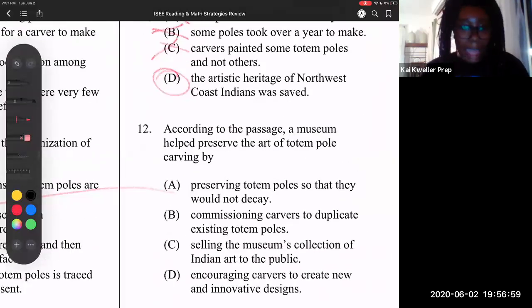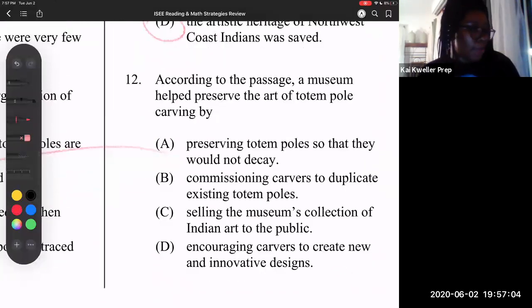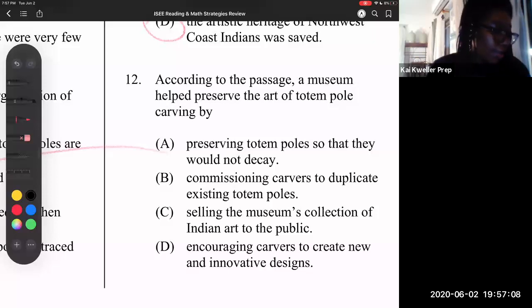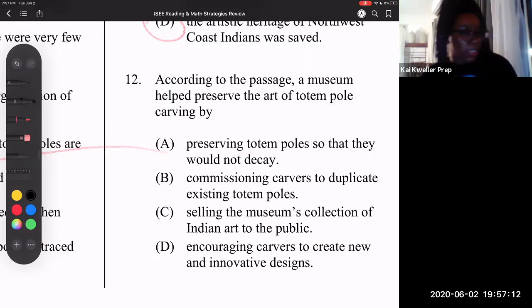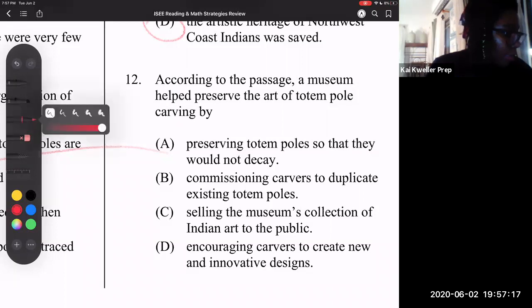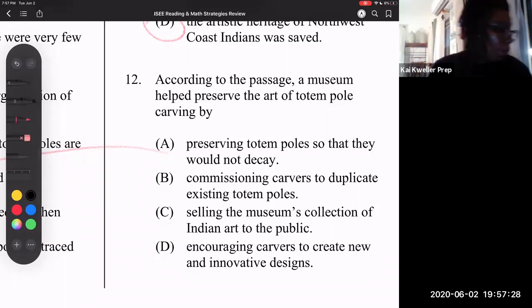For the last question, according to the passage, a museum helped preserve the art of totem pole carving by, okay, preserving totem poles so that they would not decay. Well, that's not an issue of preservation. The totem poles decaying was not an issue that was mentioned in the text. So therefore, it's not the answer.